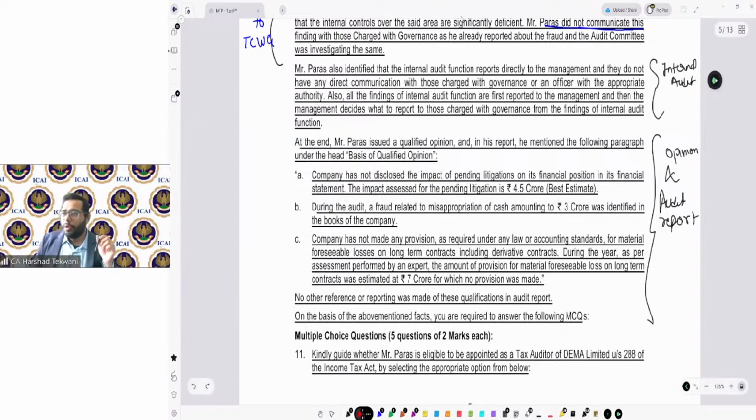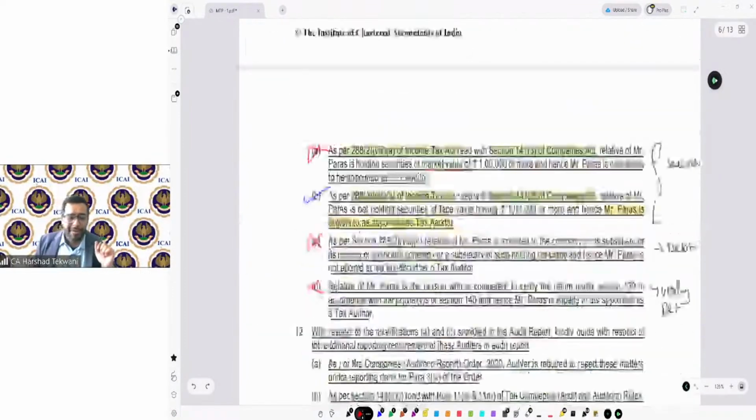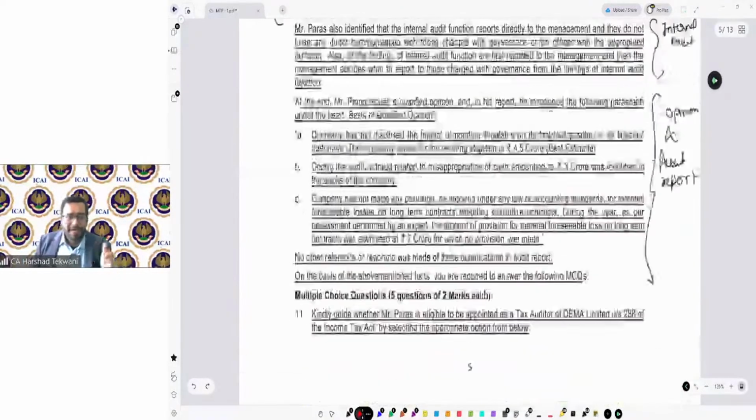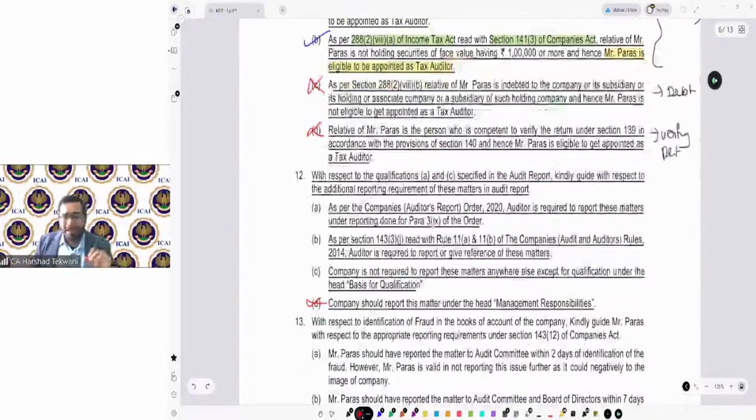Now, this requires application of the provision, remembering the provision itself. From here you need to remember the provision. Now, if you can remember the provision, what is 143(3)(j) and the rule that is specified over here, that is rule 11A, 11B? If you can remember that, then you can answer, or if you can remember what is para 3.9 of the order.